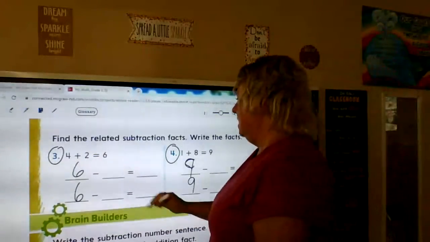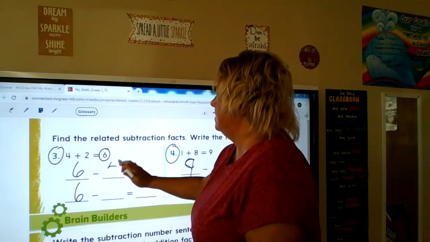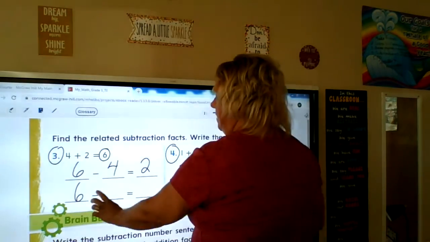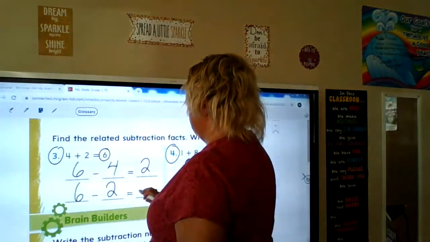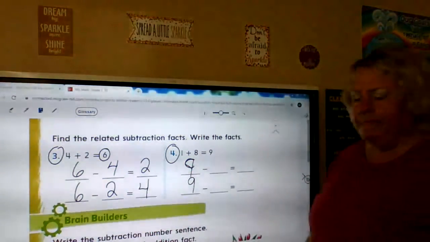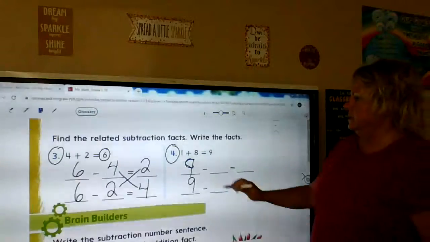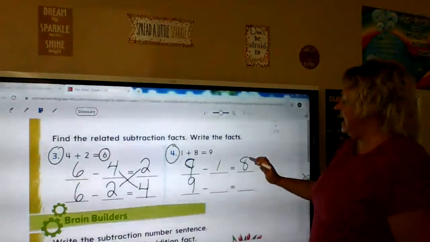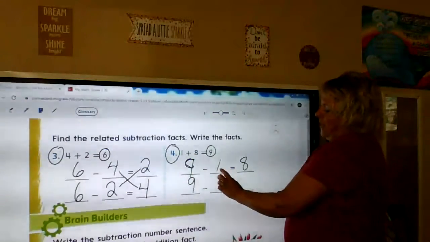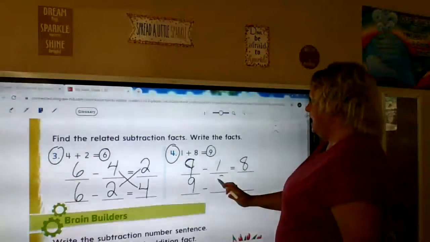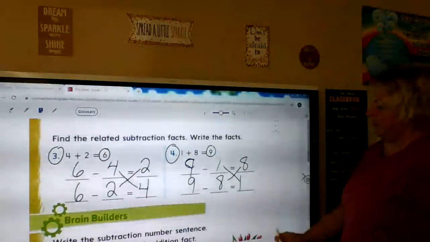Okay, we're going to check it. 6 minus, this is the whole, the 2 parts are 4 and 2. The other subtraction problem, all I have to do is flip these 2 parts. 6 minus 2 is 4. Look, 4, 4, 2, 2. They are the same. 9 minus 1 is 8. This is the whole. These are the parts. If I start with the whole, I can split it into 2 parts. 9 minus 8 is 1. Same number, 1, 1, 8, 8.